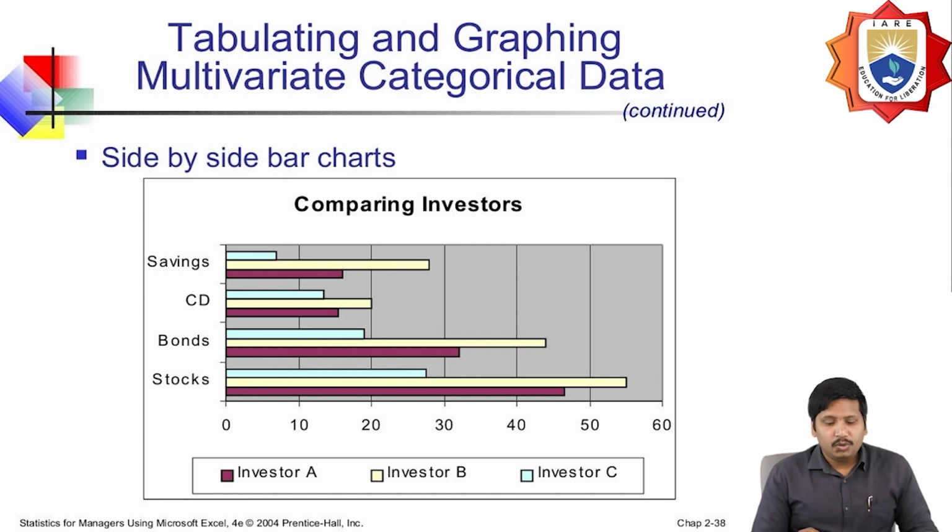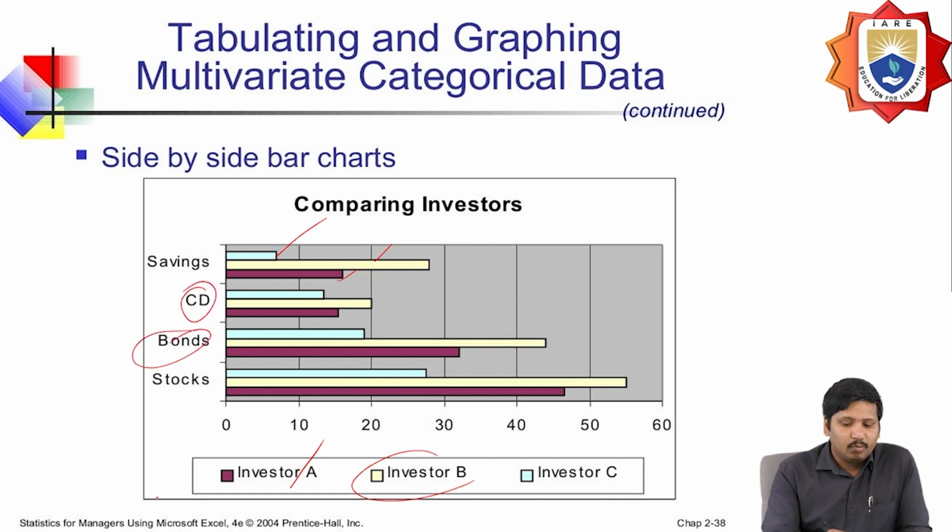Which is going to represent the savings I want to show for investor A, investor B, and investor C. And what should be the investors A, B, C for the CD, and what should be the investors A, B, C for the bonds. The side by side charts are the better one, able to make the comparison in a better way.